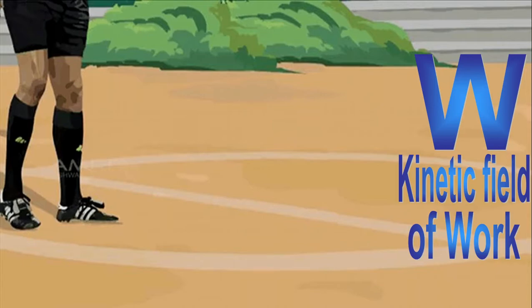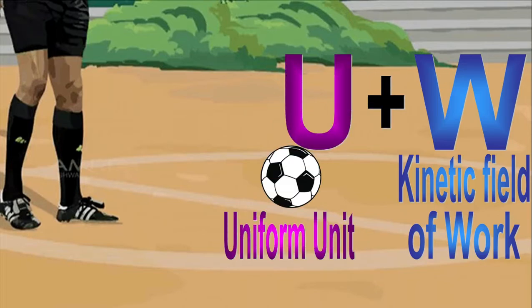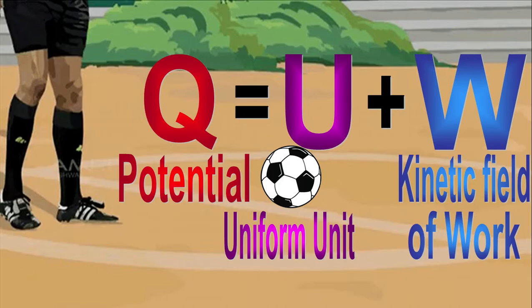The field of work is our background, the relatively free space and other things in that space like the player. The object in play is our unit in context. Together, they are the total potential.